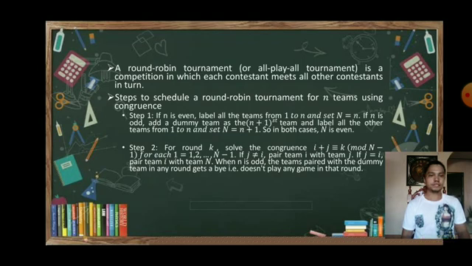When n is odd, the team paired with a dummy team in any round gets a bye, or it doesn't play any game in that round. Okay, so magbibigay naman po kami ng example mamaya para mas mapadaling ma-apply yung ating 3 steps. Okay, our last step, repeat step 2 for K equals 1, 2, until ma-reach po natin yung N minus 1. So dito po, uulitin lang po natin yung process hanggang maabot po natin kung hanggang ilang rounds po yung sa isang tournament.